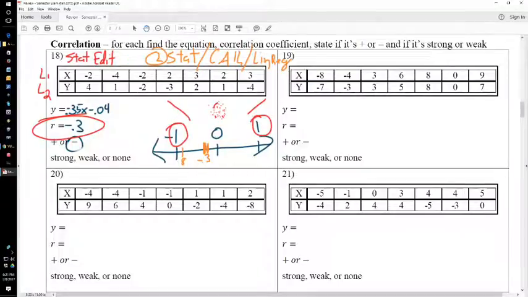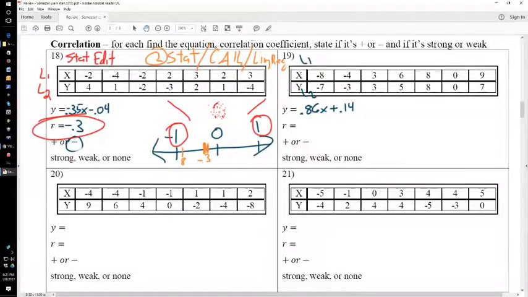All right, for number 19, when you plug all that data into Stat Edit, remember, L1 is X, L2 is Y. Go to Stat Edit, put everything in, and then Stat Calc, LinReg, and you get Y equals 0.86x plus 0.13, or 0.14 if you want to round up. So that would be the line of best fit.